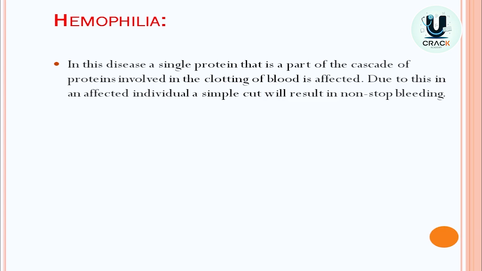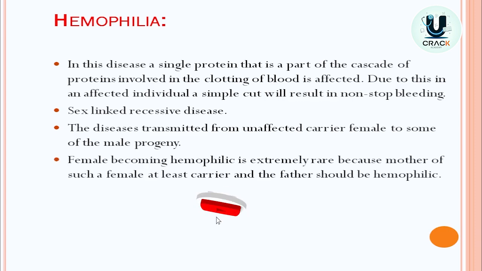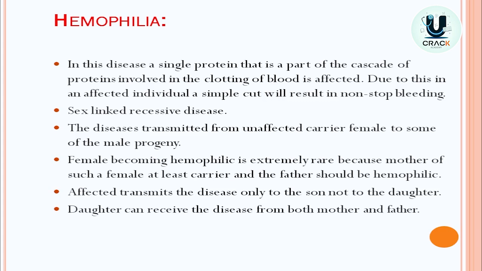Hemophilia. In this disease, a single protein, part of the cascade of proteins involved in blood clotting, is affected. So what will happen? The blood flow will not stop. It is a sex-linked recessive disease. An unaffected carrier female can transmit it to male progeny. The opposite also holds: from the mother you will get it at least. An affected male transmits the disease only to the son, not to the daughter. A daughter can receive the disease from both mother and father.